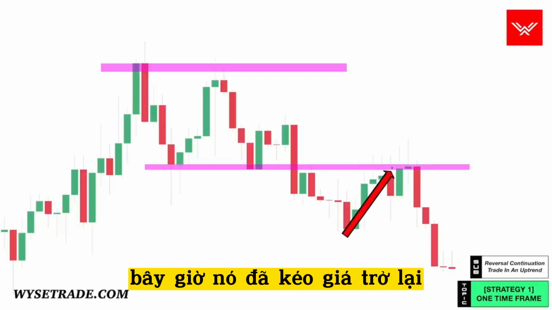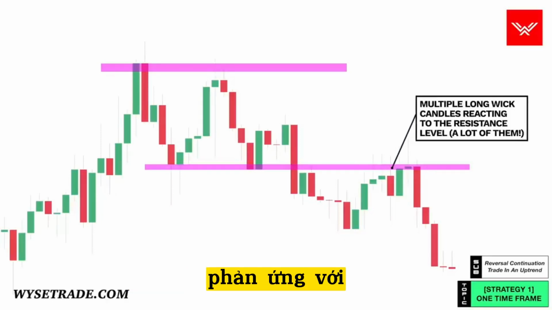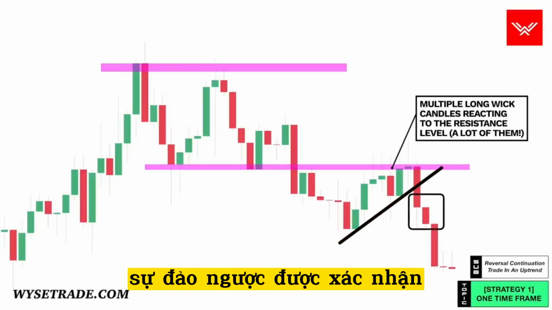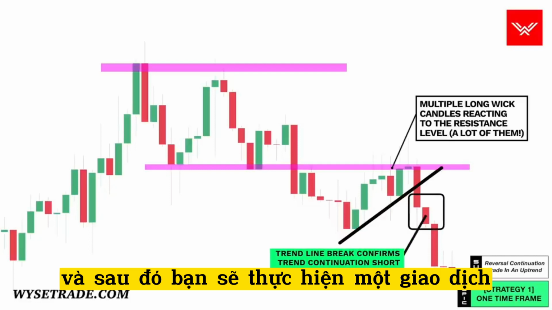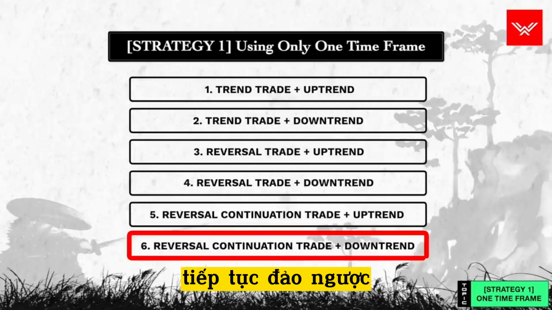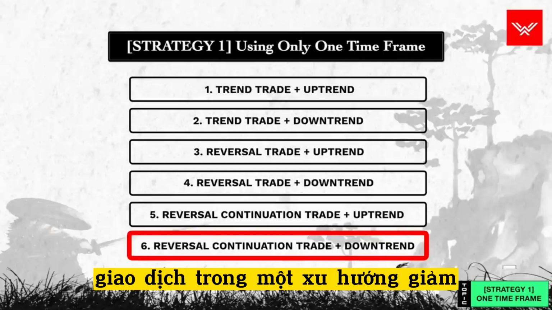Now as price pulled back, you had multiple long wick candles react to the new level of resistance that formed. Trend line placed below like this, and once you had your break, the reversal is confirmed and you would then take a trade entry short. Now going in the opposite direction, a reversal continuation trade in a downtrend.